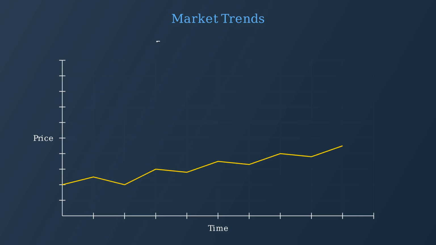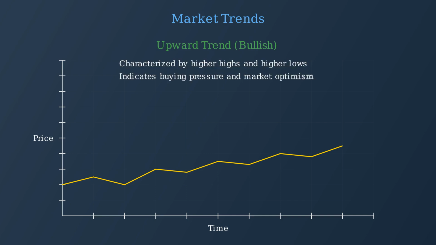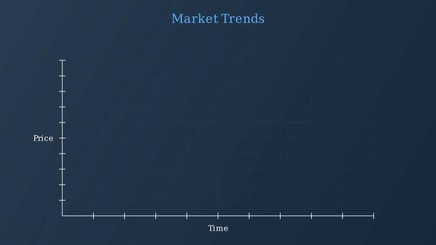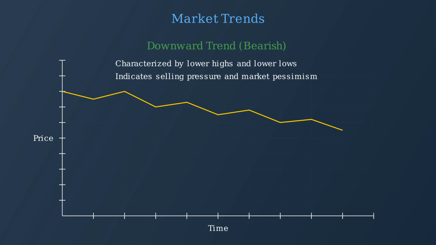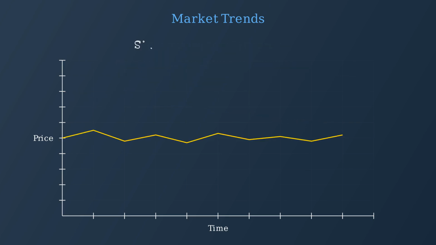An upward or bullish trend shows prices making higher highs and higher lows over time. A downward or bearish trend shows prices making lower highs and lower lows over time. A sideways or consolidation trend shows prices moving within a defined range, with neither buyers nor sellers gaining control.